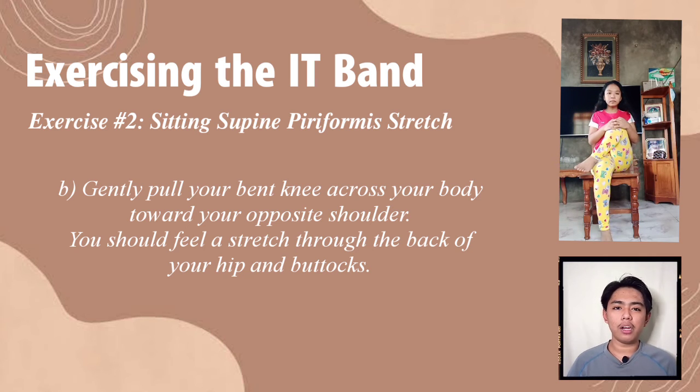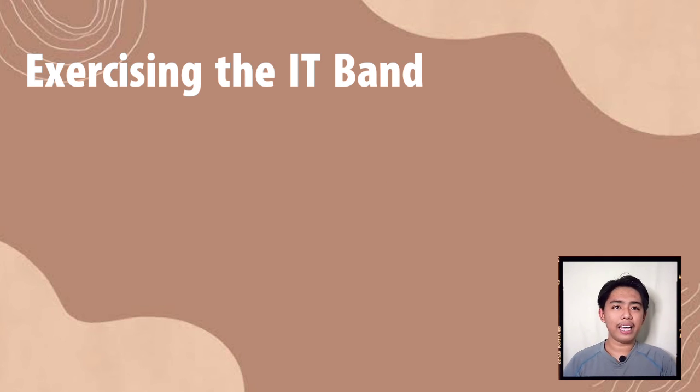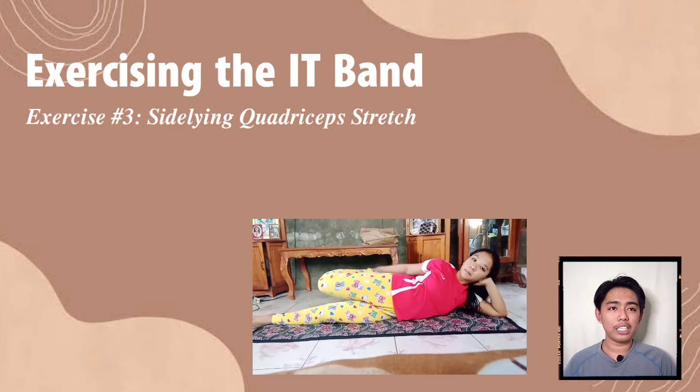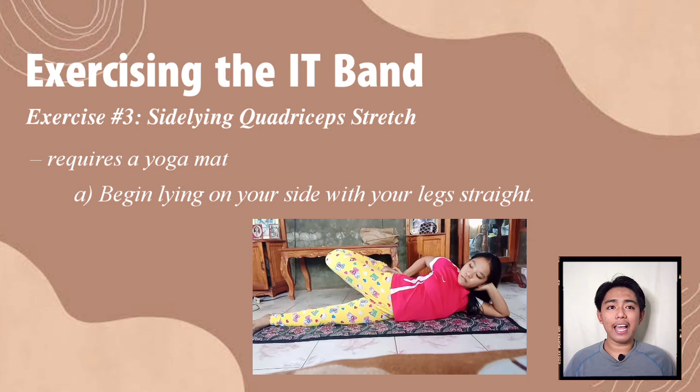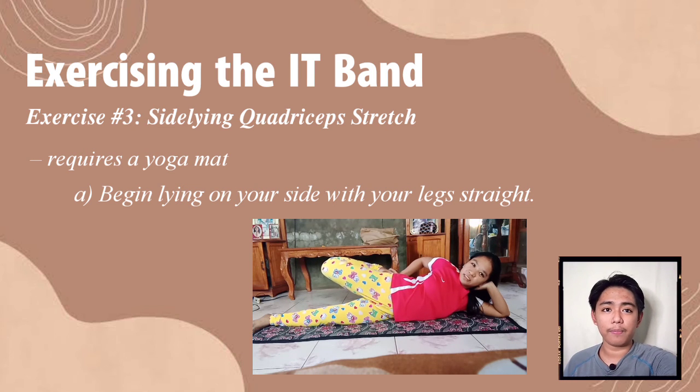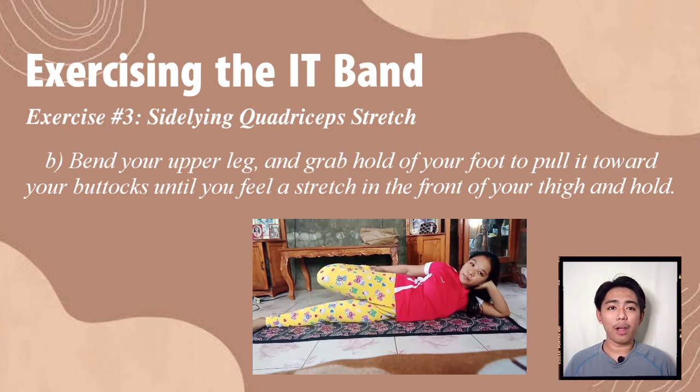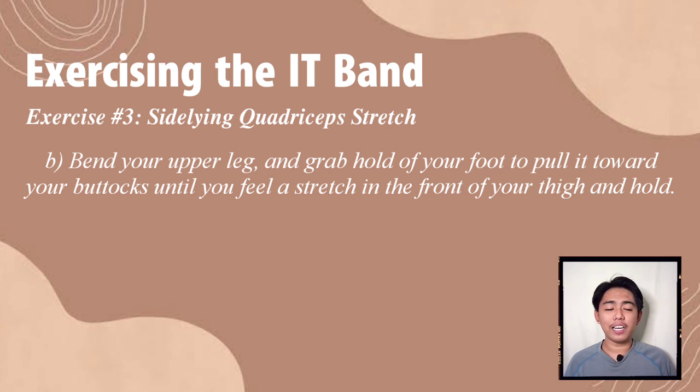So when you use a chair, it is advisable to use something like a monoblock chair so that you could maintain the straightness of your back. And lastly, the third exercise is the sideline quadriceps stretch. You need here again a mat. Begin lying on your side with your legs straight. Bend your upper leg and grab hold of your foot to pull it toward your buttocks until you feel a stretch in front of your thigh and hold. Make sure not to let your hips tilt forward or backward like what you can see in the images.